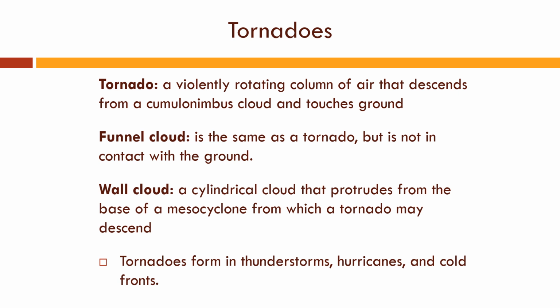These tornadoes will come from the portion of the cloud that we call a wall cloud. This is a cylindrical cloud that protrudes from the base of that mesocyclone, and that's where the tornado is going to descend out of. Tornadoes form when warm, moist air near the surface meets cold, dry air higher up in the atmosphere, causing instability. Not surprisingly, they form in thunderstorms, hurricanes, and cold fronts.